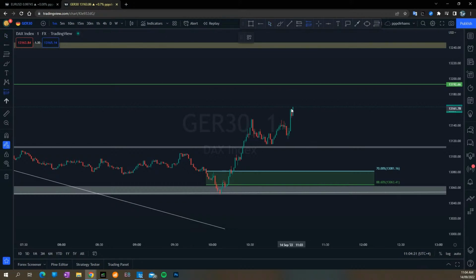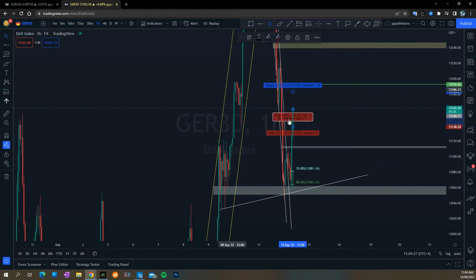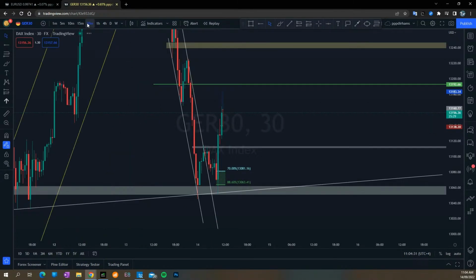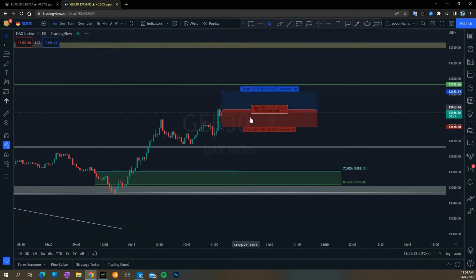Now, German index as well. I'm just going to get in here. Let me look at 1 hour and see. Yes, looks pretty much fine to me. Looks beautiful to me. Looks like a plan.